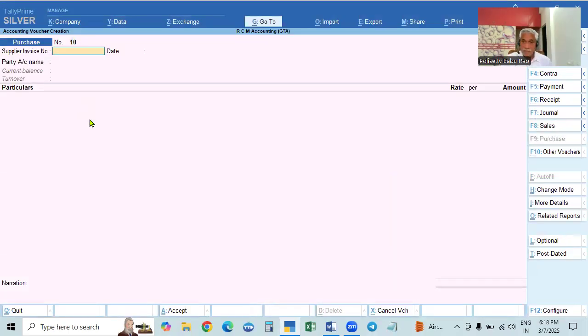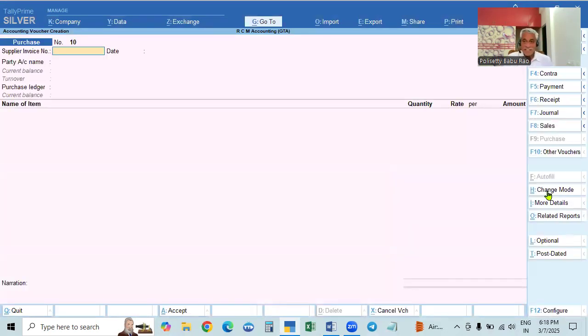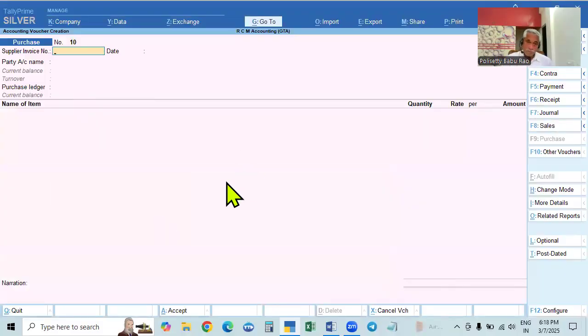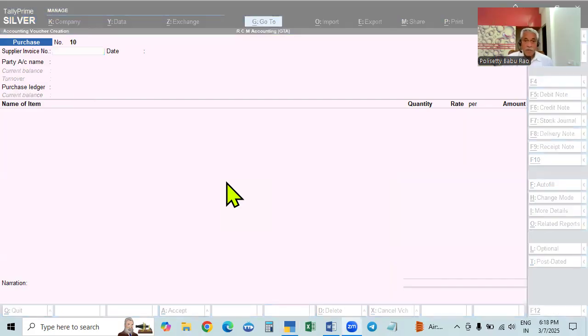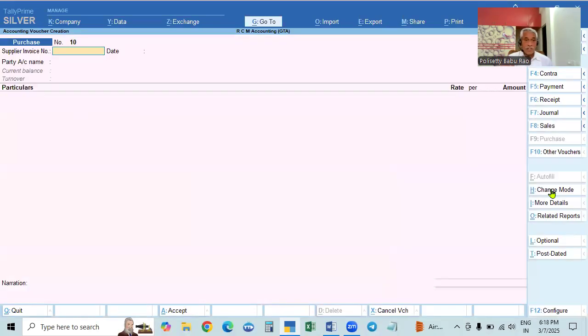But generally, here we will be making the entries for all goods transactions, all the inventory transactions. So our purchase or sales invoice voucher will be in item mode. Item invoice means dealing with the goods. Whenever we are dealing with goods, we enter the entries relating to the goods in the item invoice only. But for this entry, we require only accounting. It is a service. So change it to accounting invoice. Now we will take up, suppose I'll give some number.